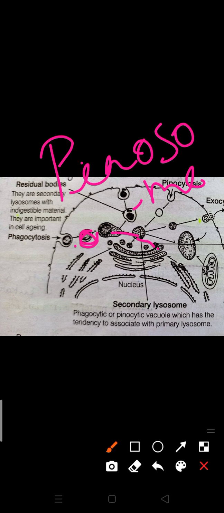Okay, hydrolytic enzymes are present inside the primary lysosome, and when the primary lysosome connects itself with this food vacuole, it starts to show the digestion process, and at that time it is known as the secondary lysosome. You can see here, this is the secondary lysosome. So a phagocytic or pinocytic vacuole which associates with a primary lysosome is known as the secondary lysosome. Clear?